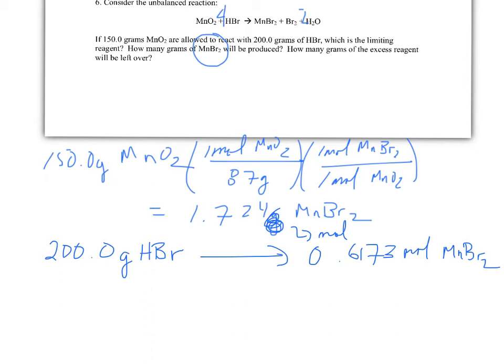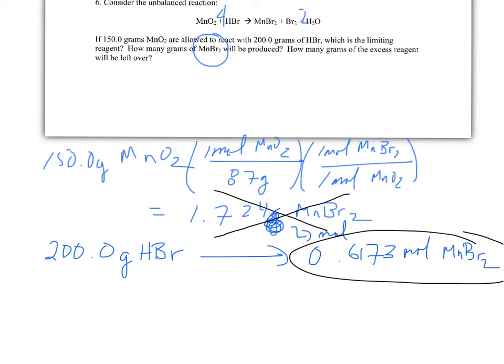At this point, this is the amount of MnBr2 that we can produce. We cannot produce this much MnBr2 simply because we don't have enough HBr. So this is the limiting reactant, and this must be the excess reagent. So that sort of answers the first part. What is the limiting reagent? The limiting reagent is HBr.